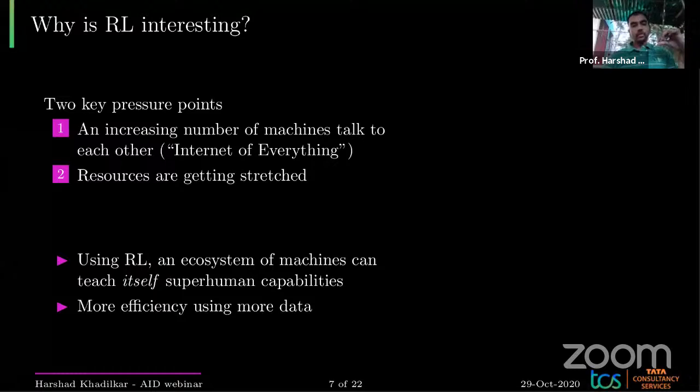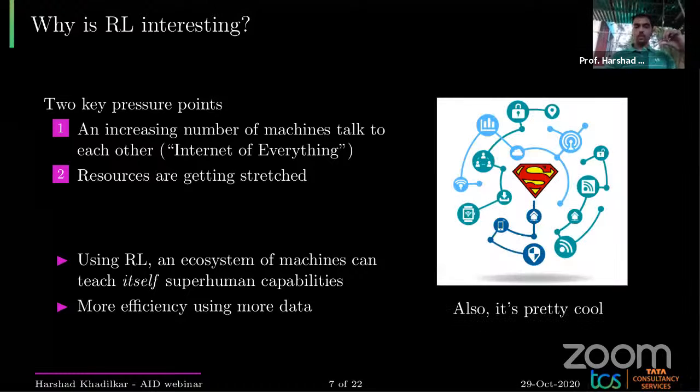The second is, using reinforcement learning, we can actually teach this whole ecosystem of machines. Okay, so your appliances talking to your Alexa in your home, but hundreds or thousands of Alexas in everybody's homes talking to each other as well. So this entire ecosystem of machines can teach itself superhuman capabilities. Okay, so efficiencies that you would have never thought of can now be achieved using automated systems. And the goal is to use more data to create more efficiency. But on the other hand, because we are researchers, we also like to do things that are cool, and developing superhuman capabilities by itself is a pretty cool concept. Okay, so that's also why we do it.